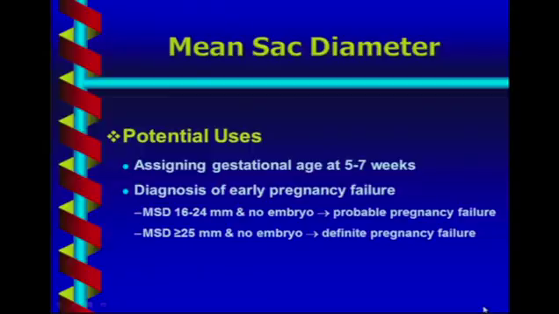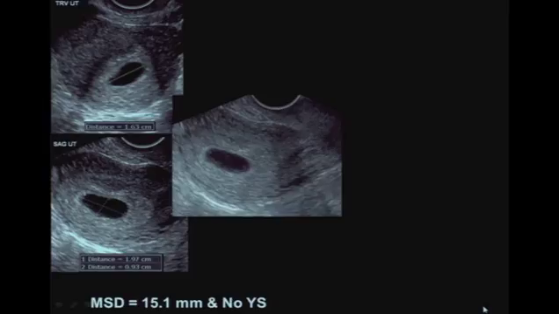With probable pregnancy failure, you don't want to act other than to get a follow-up scan. With a diagnosis of definite pregnancy failure, no more information needs to be collected. You have the definite diagnosis.